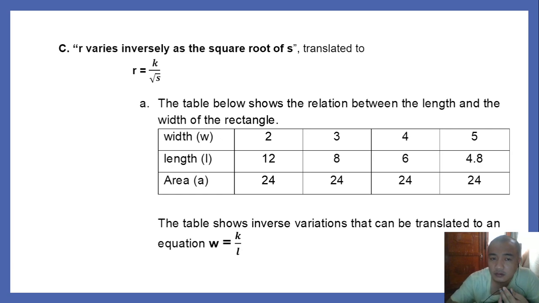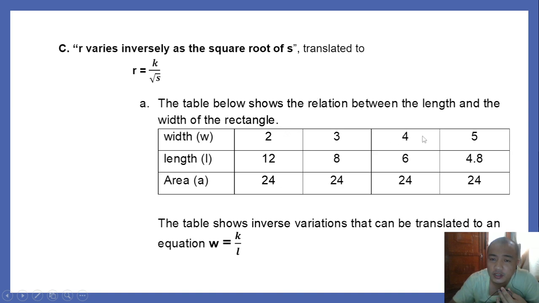If the width is 2 and the length is 12, the area is 24. The width is 3, length is 8, area 24. 4 and 6 for the width and length, area 24. If the width is 5, length is 4.8, still the area is 24. So the table shows an inverse variation that can be translated to an equation W is equal to K over L.